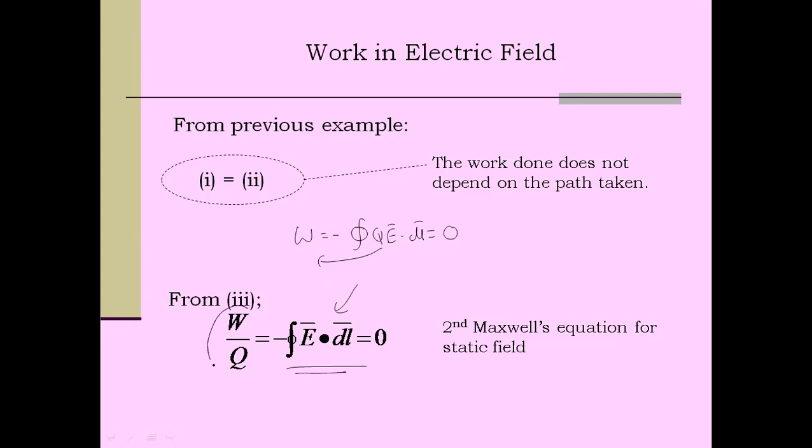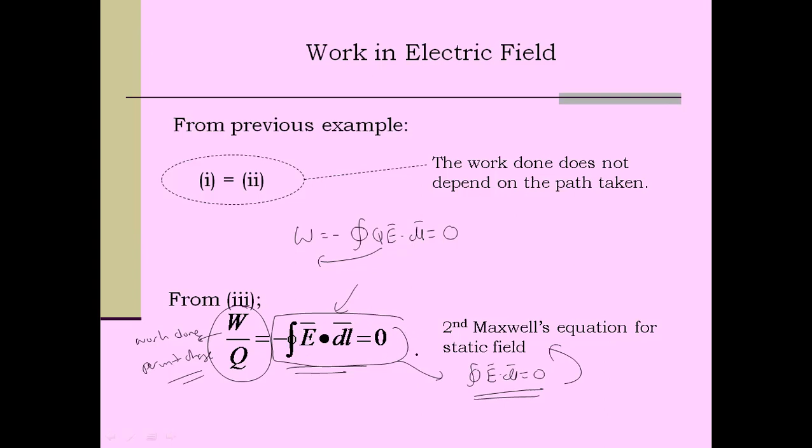Okay, so this is what we mean by the work done per unit charge. It has been proved that the total work per unit charge in a closed loop environment shall be equal to zero. So this equation, the closed loop integration of E dot dl equals zero, is defined to be the second Maxwell's equation for a static field.